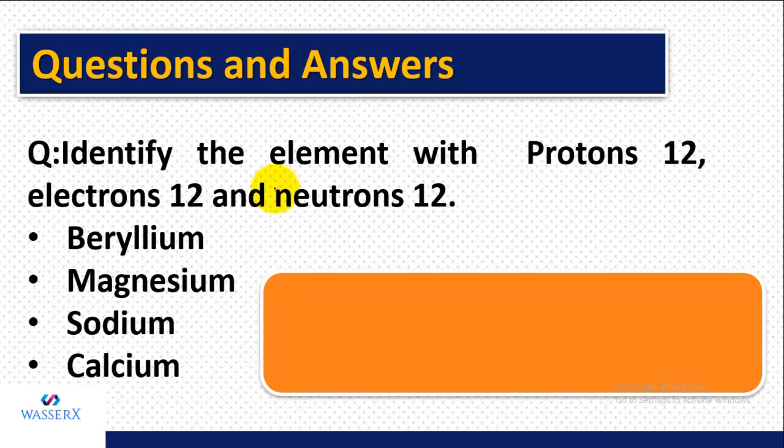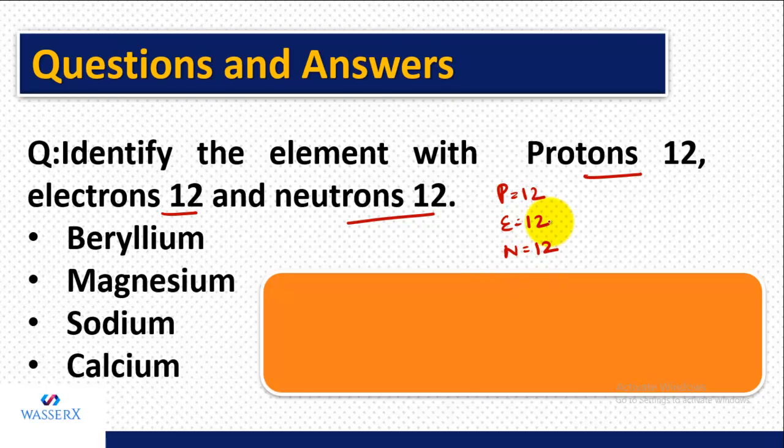Third we have is, identify the element with protons 12, electrons 12 and neutrons 12. So in this question, we have protons as 12, electrons 12, both are same, that means we are talking about an atom. Neutrons are again 12. This is a coincidence that neutrons in this case are the same as protons and electrons. Otherwise, there is no hard and fast rule that the neutrons have to be equal or not. But yes, the protons and electrons have to be equal for an atom.